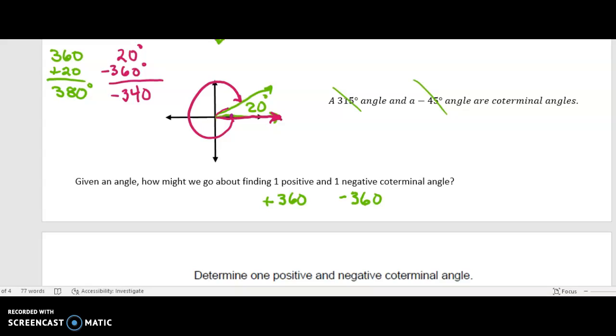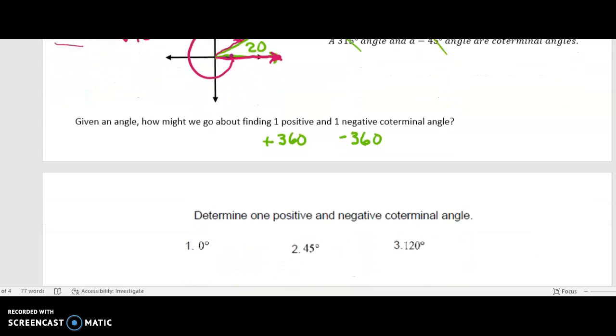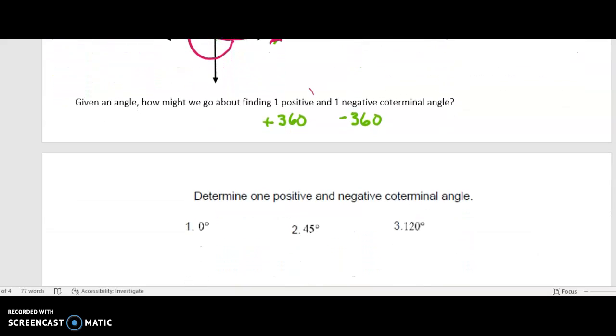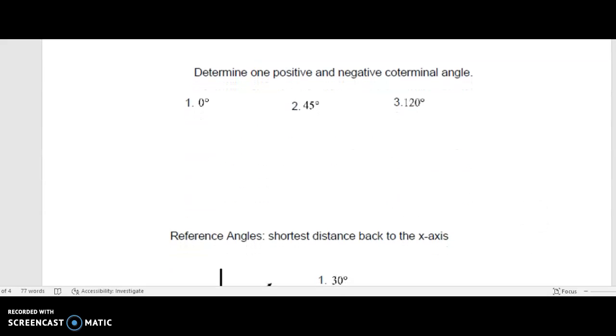340 degrees would just be 20 degrees shy of 360. So you can see that they start in the same place and they end in the same place. So a negative 340 and a 20 are coterminal. A 380 and a 20 are coterminal. So long story short, you can add 360 to get a positive coterminal angle, or subtract 360 to get a negative coterminal angle.